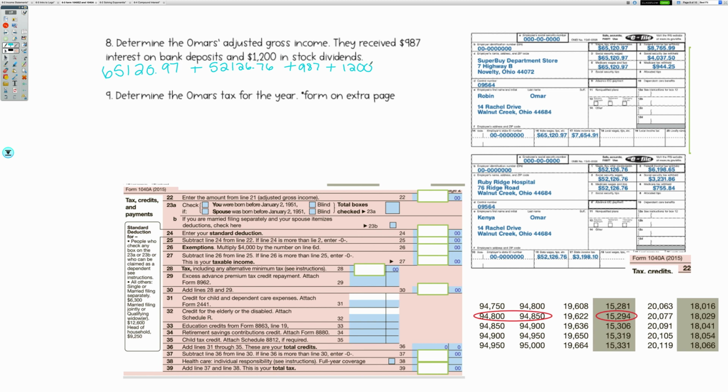Okay. So their adjusted gross income, which is just all of your money together, is $119,434.73. So I don't want change. How would I round this? Up, since it's above 50 cents. So 435. All right, so that's their adjusted gross income.